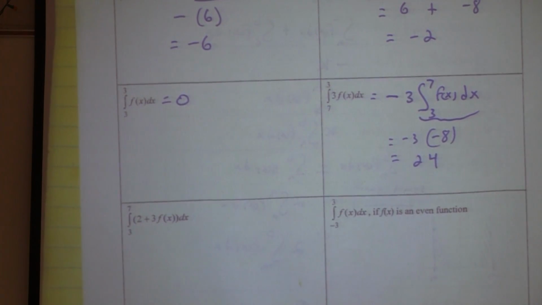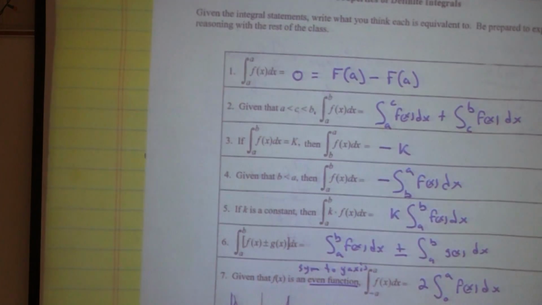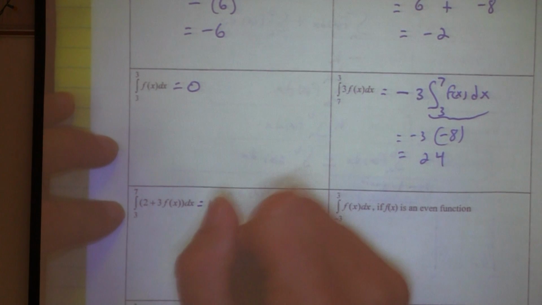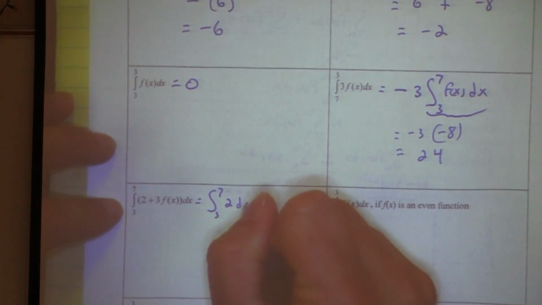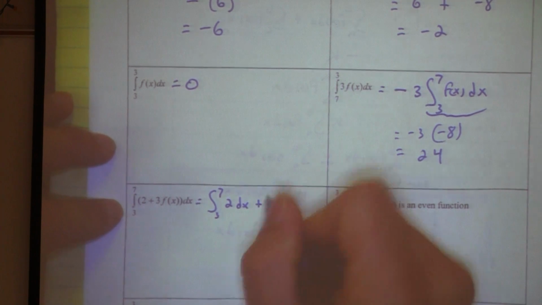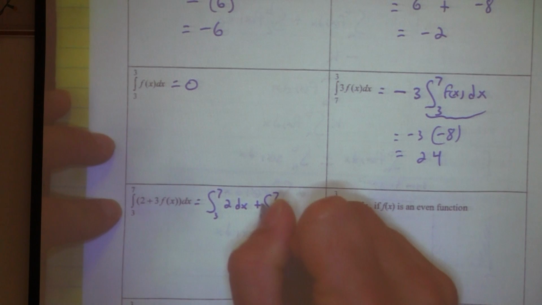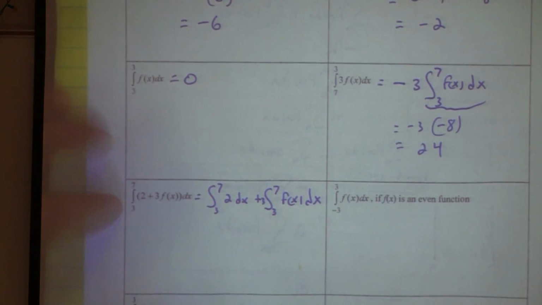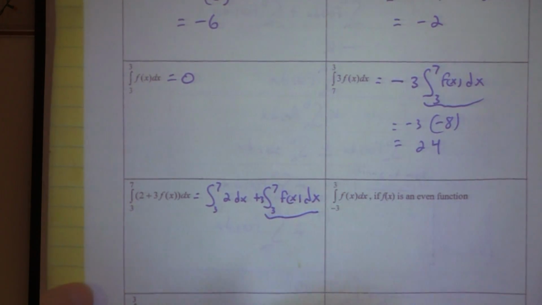This is kind of like the property right here, where you have two things being added to each other. So get the integral of each, right? So we can say the integral from 3 to 7 of just 2 with respect to x, plus the integral from 3 to 7, maybe we should have taken out that 3, right? Times f of x dx. Okay? We know this guy right here was how much?